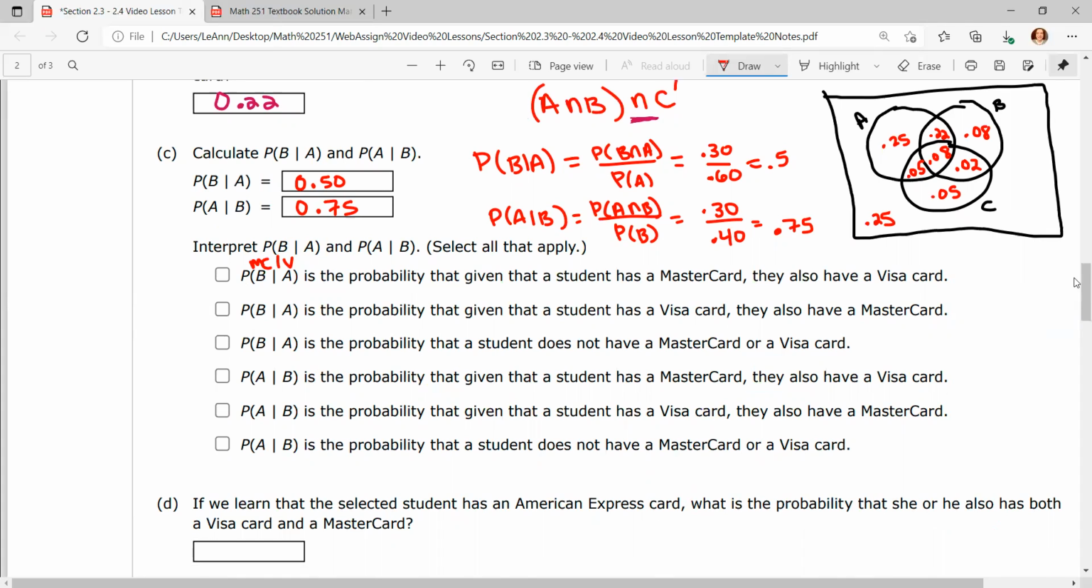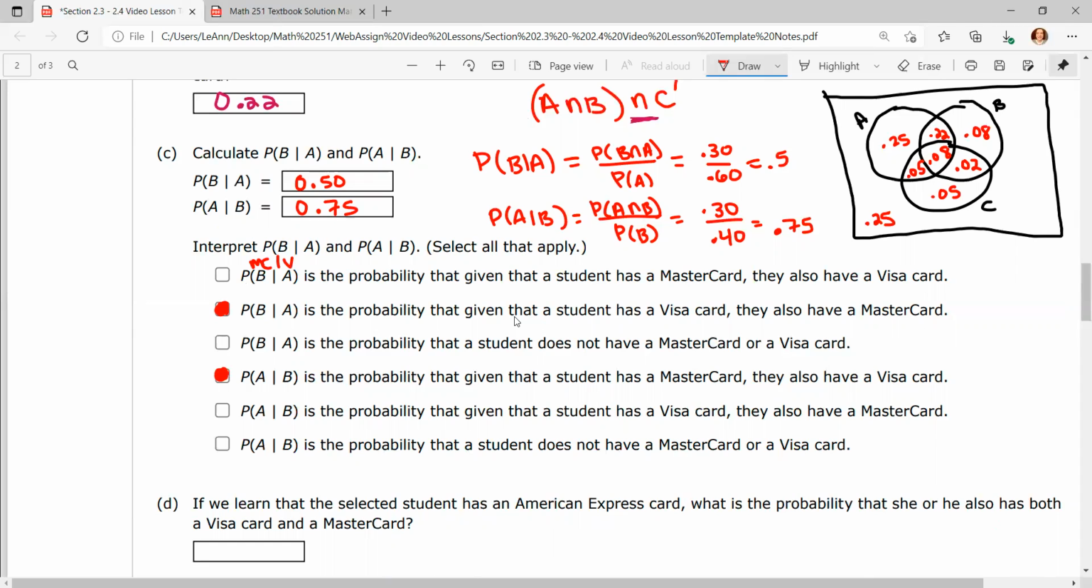This is the probability that the student has a MasterCard given that they already have a Visa. So that is one of them. Probability of A given B is the probability that we have a Visa given that we already know we have a MasterCard. So that's going to be this one. Okay.